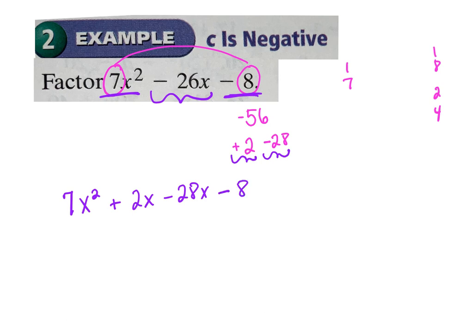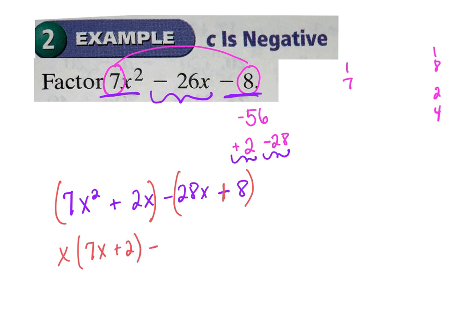Okay? And then I'm just going to factor by grouping. Group here, group here. I grouped behind a negative, so I need to change this last sign. What comes out of 7x squared and 2x? What comes out of it? Factor out of it. So no numbers. What about variables? X. So I'm left with 7x plus 2 minus here.